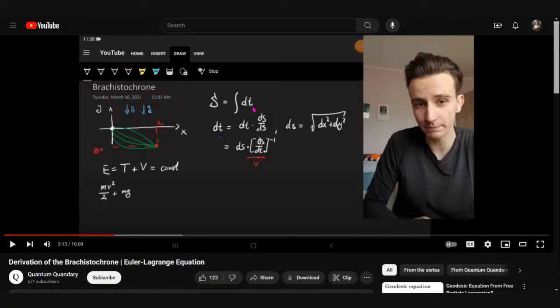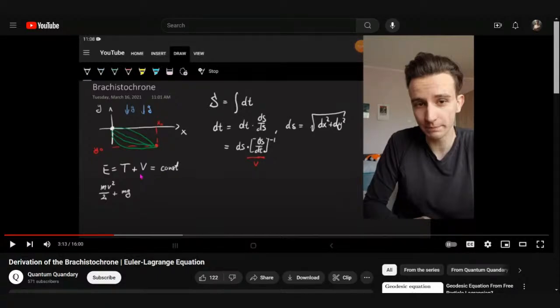Now dt, it's very interesting. He's just saying dt is equal to dt times 1, and ds over ds is 1. So dt over ds is ds over dt to the minus 1, which is ds over dt. ds over dt is v. And ds is the square root of dx squared plus dy squared. So far, so good.